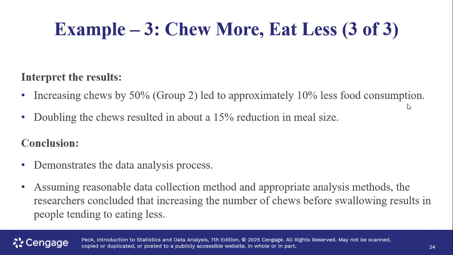They consumed 15% less. So if you chew 30 times instead of 20 times, you will swallow 10% less, consume 10% less food. And if you chew 40 times instead of 20 times, which is your baseline, you will swallow 15% less. So, what is the conclusion? You conclude that as you increase the number of chews, you consume less. Okay.